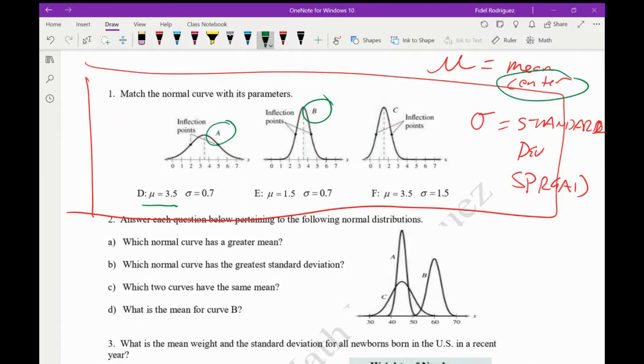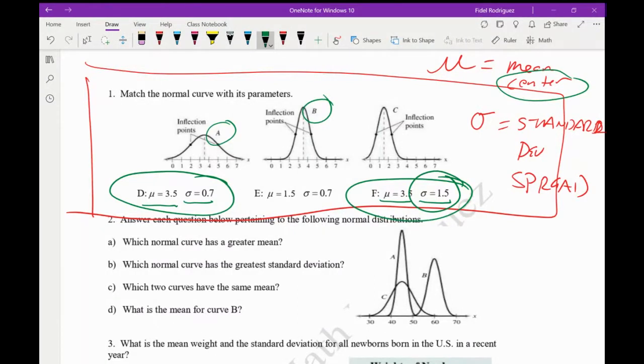But one of them has a spread of 0.7. And the other one, if you look right here, guys, F is the mean is 3.5, but look at the spread here, it's 1.5. So what that tells me is that A and B are either going to get matched with one of these two because they have the same mean. But the one that's spread more out would be this one here, right?